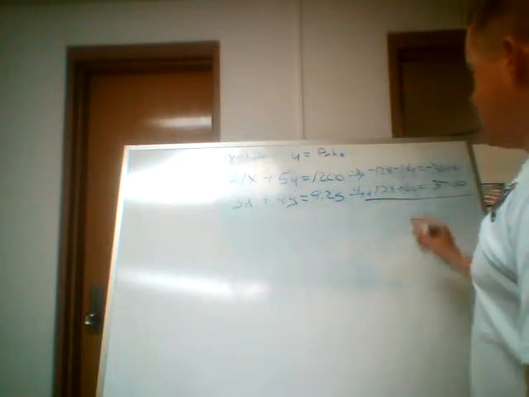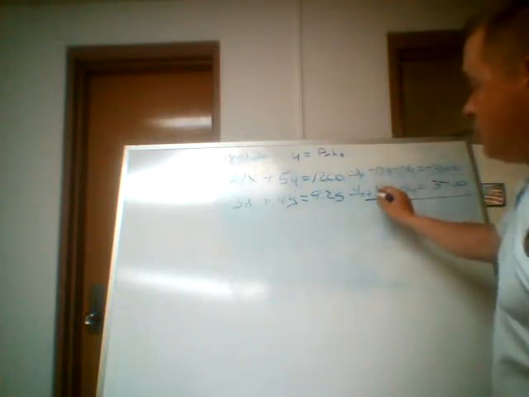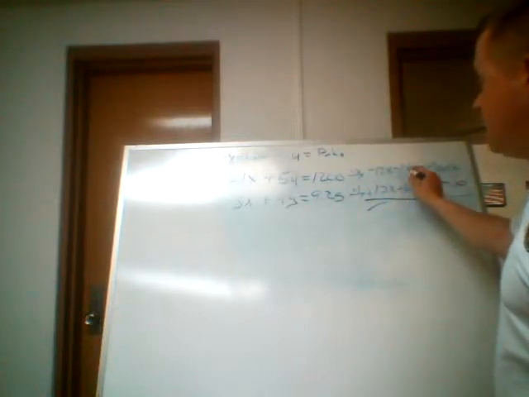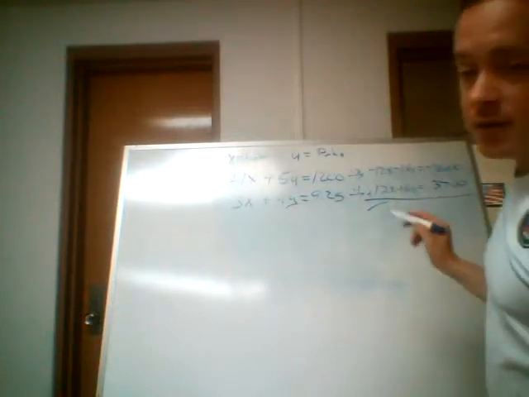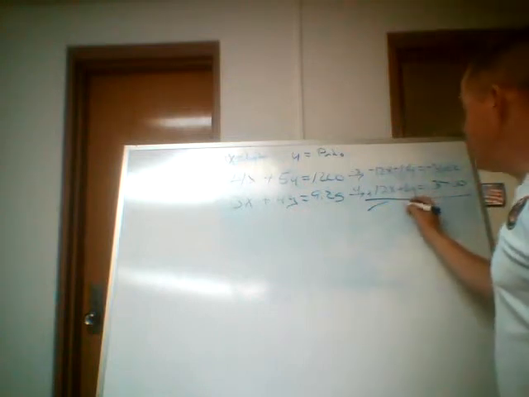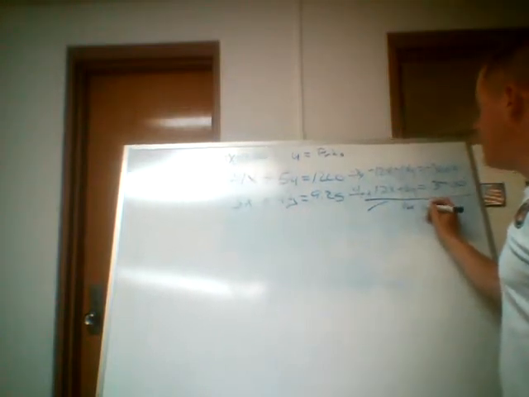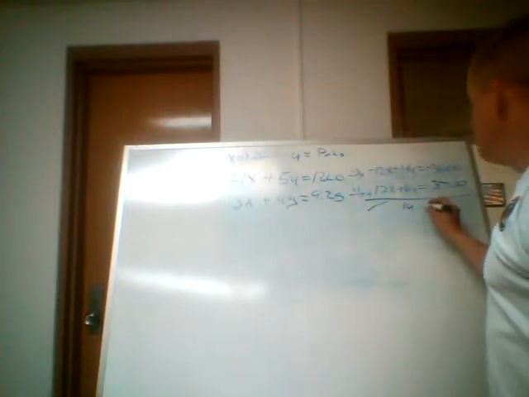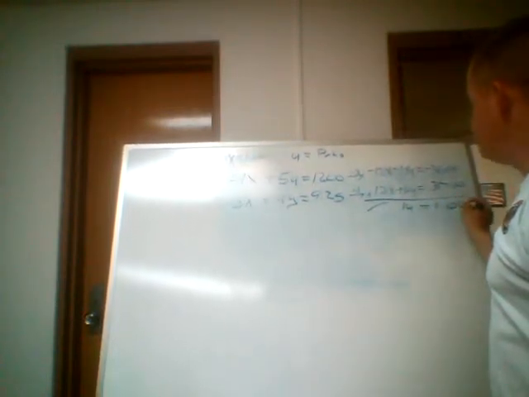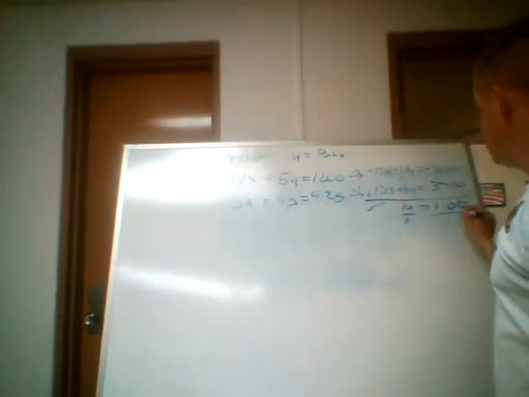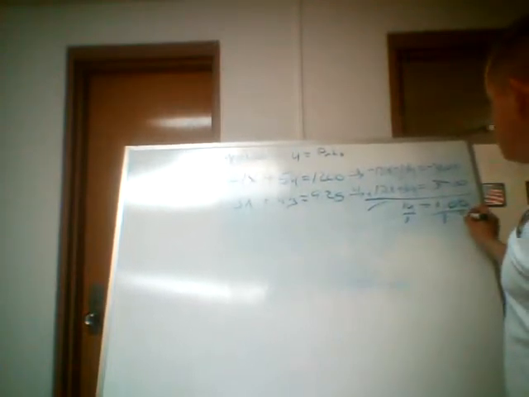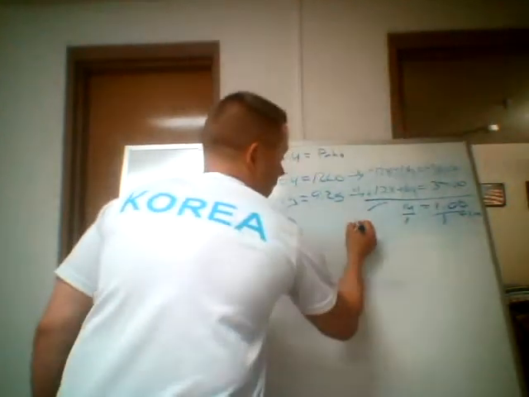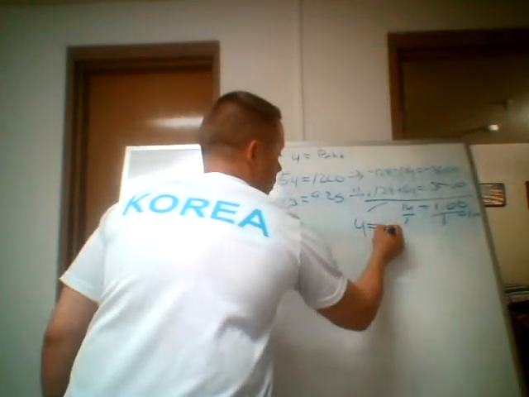So our new problem is negative 12x minus 15y equals negative $36, plus 12x plus 16y equals $37. Negative 12x plus 12x cancels out, so we now have negative 15y plus 16y equals 1y. Negative 36 plus 37 equals $1. So divide, $1 over 1 equals $1, or just 1. So we now have y equals 1.